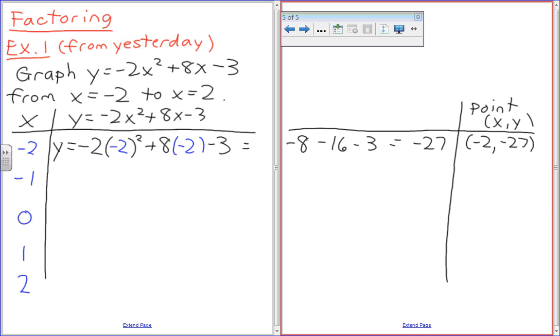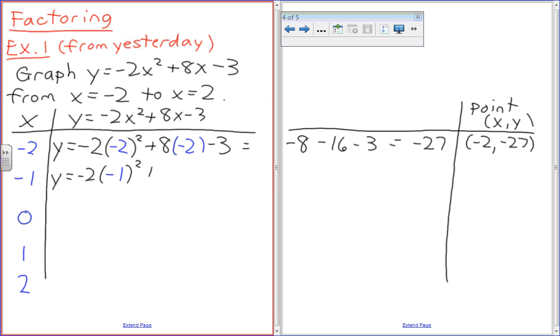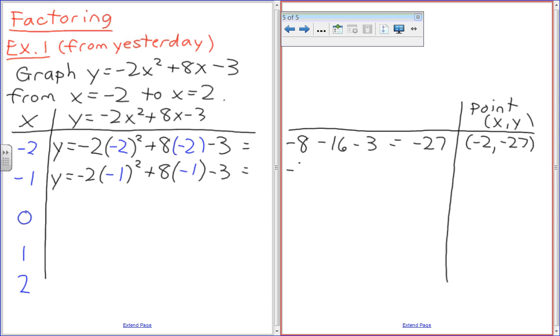Sharnika, can you start me off the line for negative 1, please? Go ahead. Good. It's not squared, but I think you knew what you're mixing. Okay. Yeah, go ahead. All right, negative 1 squared I think is 1. Negative 2 times 1 I think is negative 2. 1 times negative 8 is minus 2, and then minus 3, which is negative 3.